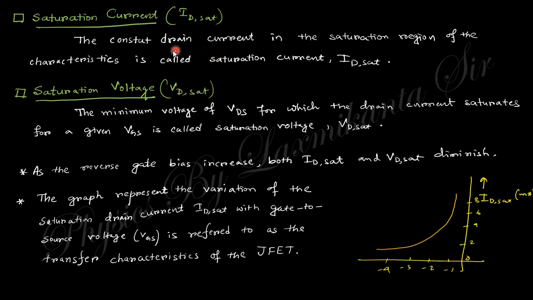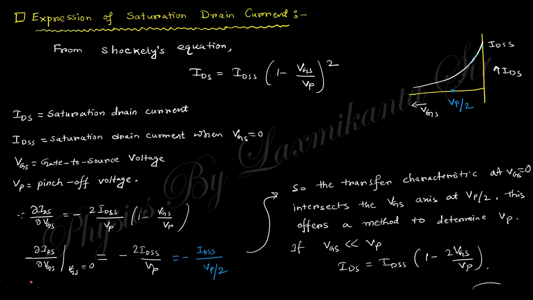The drain current at saturation is known as the saturation current, and the corresponding drain voltage at saturation is known as the saturation voltage. As the reverse gate bias increases, both the ID saturation and the pinch-off voltage change. The graph represents drain current versus gate voltage like that. This is the VGS. So this is the voltage-current graph.